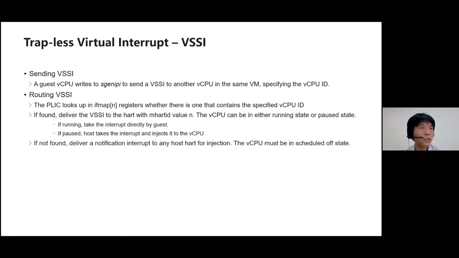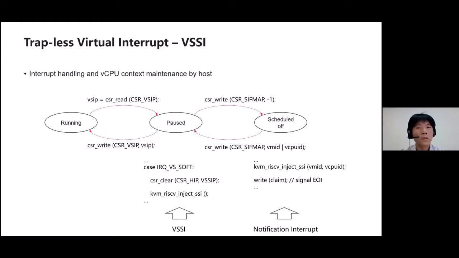If there is no such a slot that contains the specified vCPU ID, a notification interrupt is delivered to any host hart for later injection. The vCPU now must be in the scheduled off state. The KVM job is also to maintain context for virtual software generated interrupts during the same state transition. When the vCPU transits between the running state and the pause state, the KVM synchronizes the saved pending state for the VSSI and the hardware VSIP register.